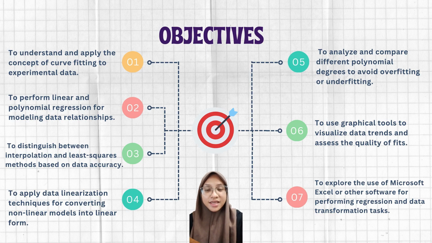Throughout the process, different polynomial degrees were analyzed to understand the risk of overfitting or underfitting. Visual tools such as graphs were used to help assess how well each model fits the data. Lastly, these tasks provided experience in using software like Microsoft Excel and Python for running regression and transforming data.